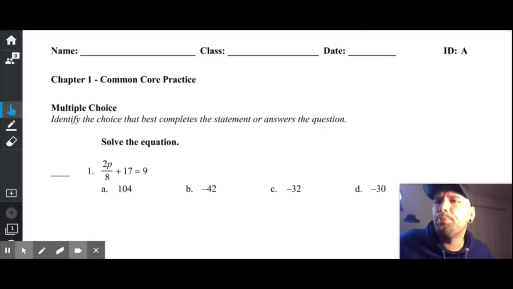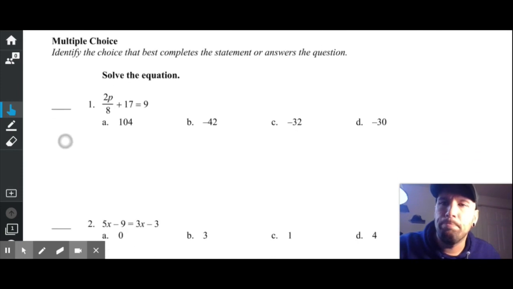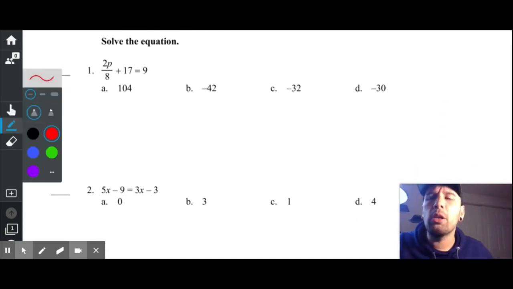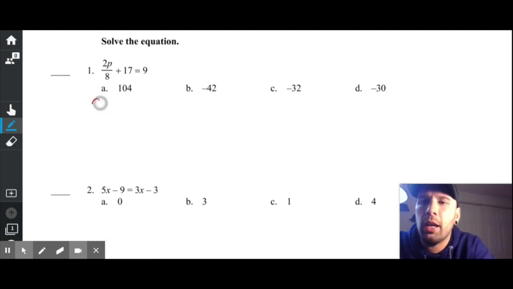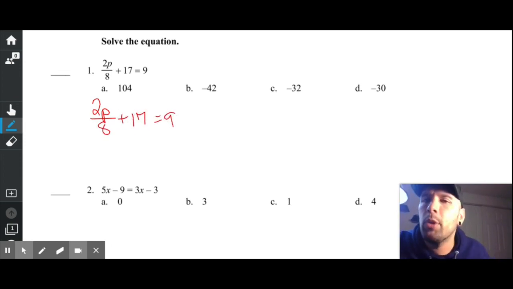All right. Chapter 1, Common Core Practice. Got a bunch of problems, so let's get started. Problem 1. We have 2p over 8 plus 17 equals 9. So I'm going to write that out. 2p over 8 plus 17 equals 9.